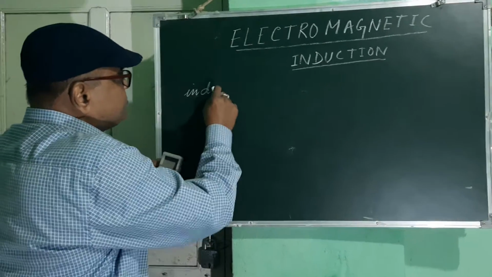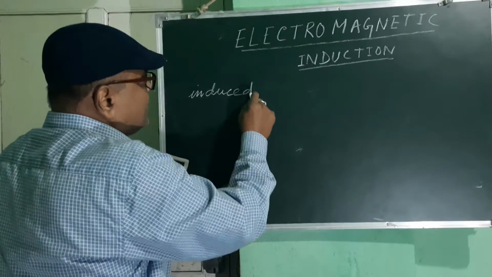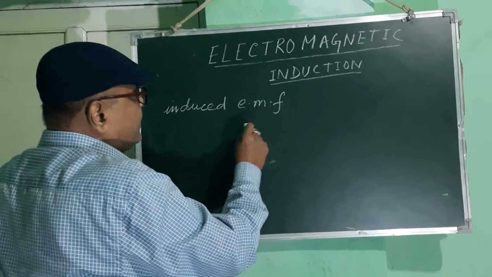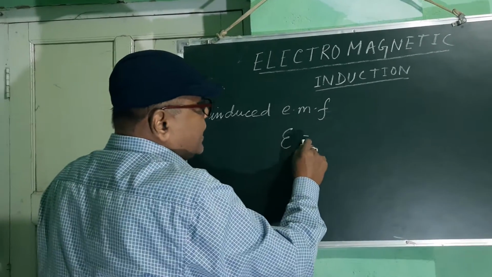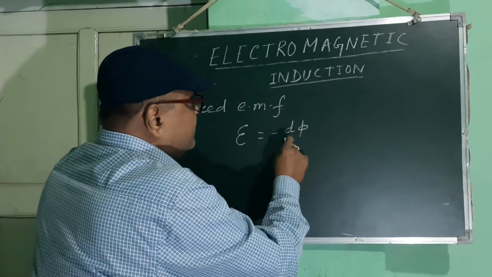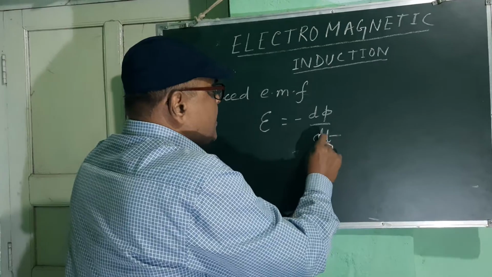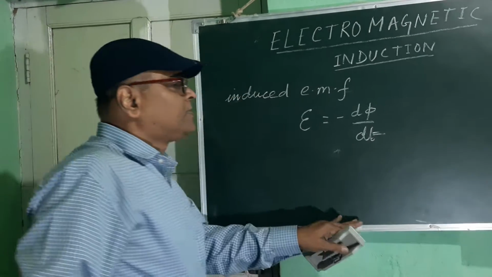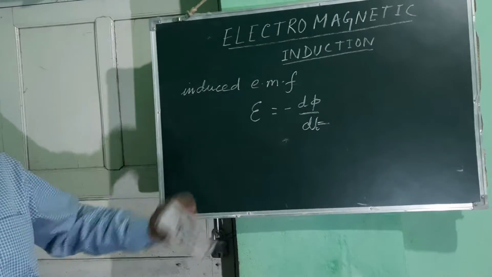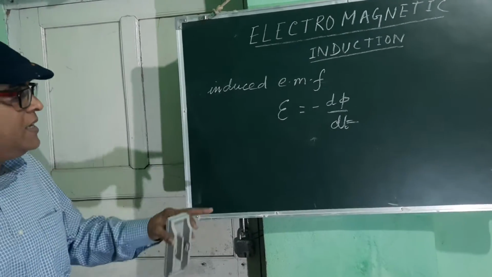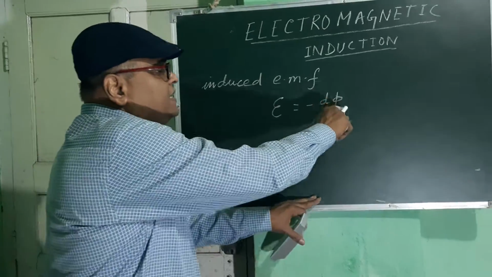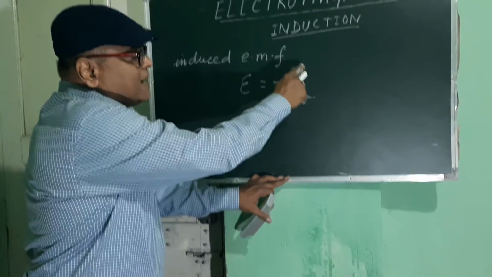EMF. Faraday's law: induced EMF E is directly proportional to minus d phi by dt. Why the minus? That we'll discuss later on. First, just see, E is equal to d phi by dt. That is the changing magnetic flux.